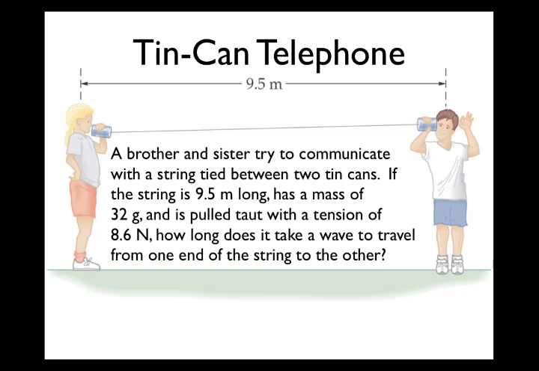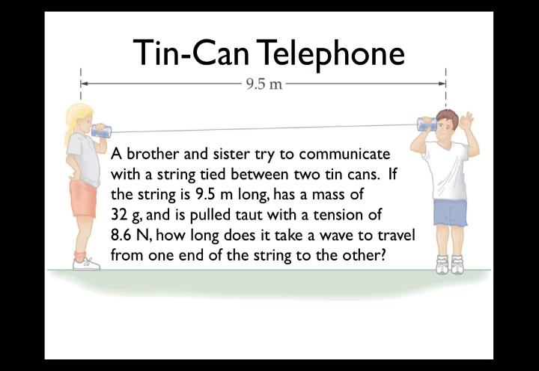So here's a sample problem to help us work with that concept. I don't know if you ever made a tin can telephone when you were a kid or last week, but here a brother and sister try to communicate with a string tied between two tin cans. If you've not done it, by the way, that's how you do it. You tie a string between two cans, poke a little hole in the bottom of each can, and if the thing is stretched out so the string is taut, you can actually relay messages down the string between the cans.